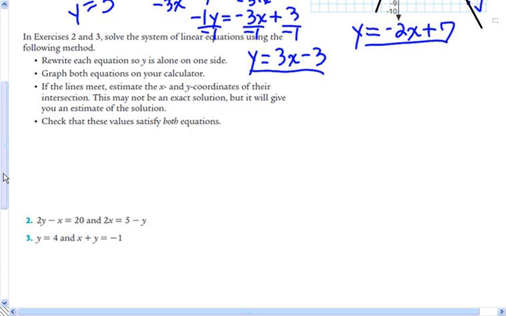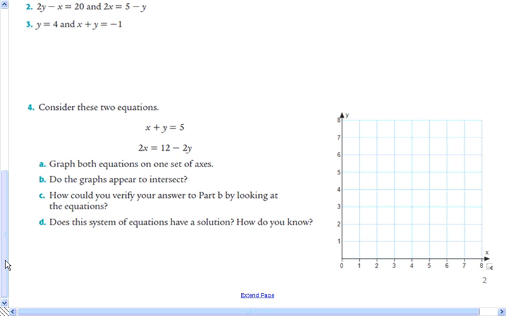Okay, let's do exercise 2 and 3 here. It says solve the system of linear equations using the following method. Rewrite each equation so y is alone on one side. Graph both equations on your calculator. If the lines meet, estimate the x and y coordinates. You know what, I think I'll do this in class because then I can go over more slowly how to use your calculator to make graphs. All right, so let's move on to this one.